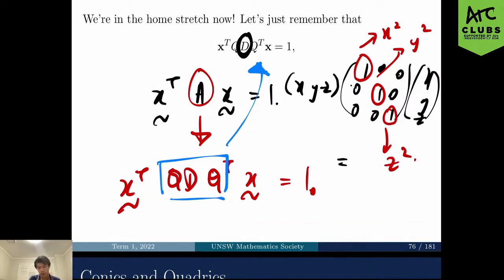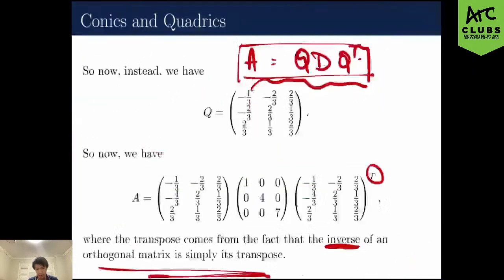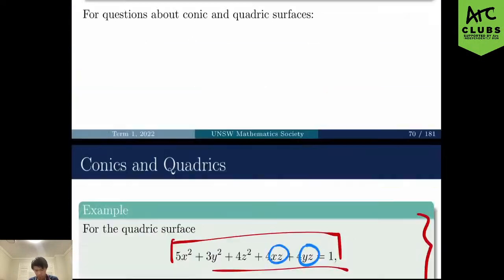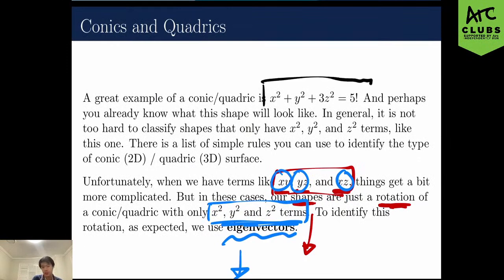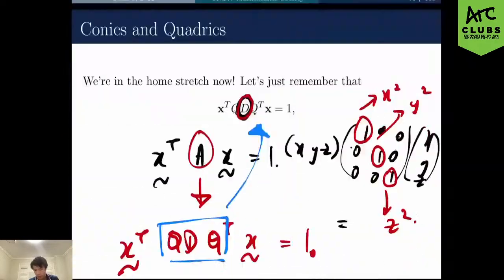So if we have a diagonal matrix, it's kind of like those perfect conics that we actually understand, those perfect quadrics. Because we said this before, I will just scroll up really quickly. These quadrics with just x squared, y squared, and z squared terms, we know what they are. There's this nice table in your lecture notes that tells you what these types of shapes are. So that's why we want this diagonal matrix.